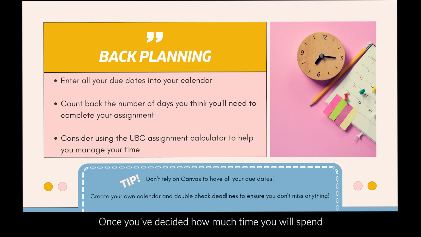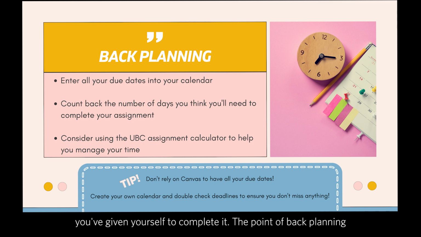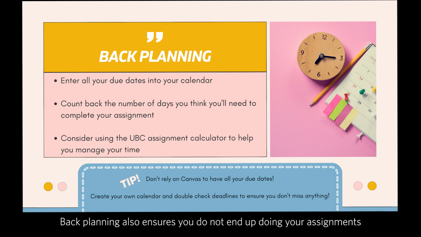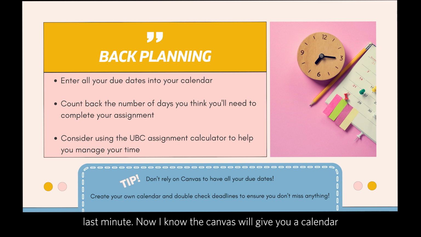Once you've decided how much time you will spend on each assignment, count backwards from its due date that number of days, and mark in your calendar the start date. When you reach that day on the calendar during term, you will begin by looking at the assignment and breaking it into smaller pieces, which can be done over the number of days you've given yourself to complete it. The point of back planning is to make your assignments more manageable by breaking them down into smaller pieces which more easily fit into your already busy schedule. Back planning also ensures you do not end up doing your assignments last minute.